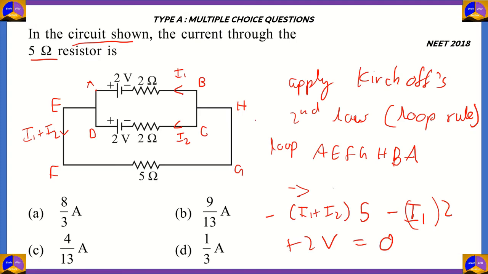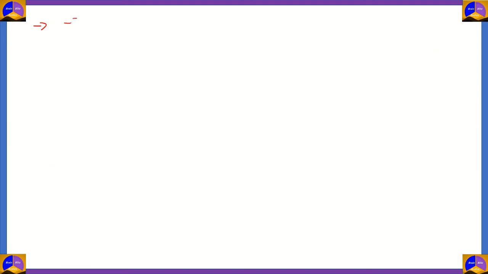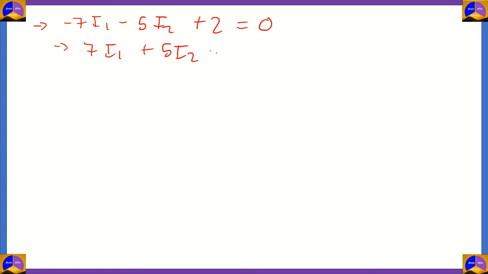So on calculating further, you get minus 5I1 minus 5I2 minus 2I1 plus 2 volts. So minus 7I1 minus 5I2 plus 2 equals 0. That means you will get 7I1 plus 5I2 equal to 2. This is equation 1. Let's mark this as equation 1.